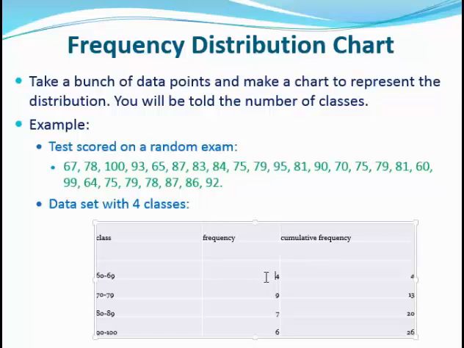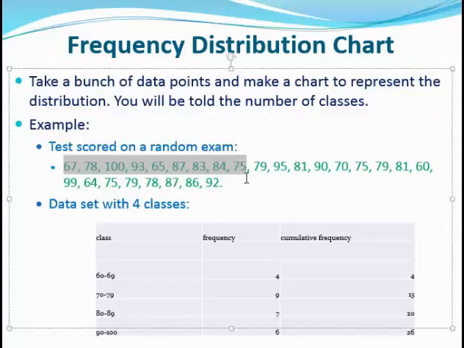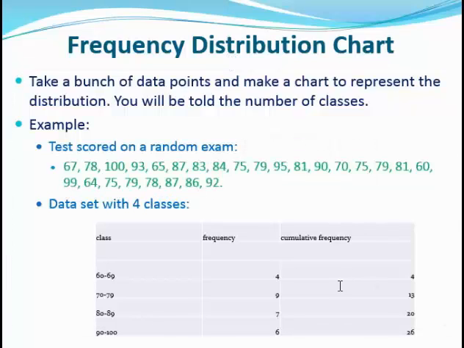Of course, you could just count the numbers in the frequency because this chart is relatively simple, but if you have a more complex chart, the cumulative frequency can help. The cumulative frequency of 80 to 89 is 20 because there are 4, 9, and 7, which equals 20 altogether, and then 26 if you include the 90 to 100, because there are 26 grades altogether. Notice the cumulative frequency of the highest group, of course, has to be the same as the total number of values you have altogether.